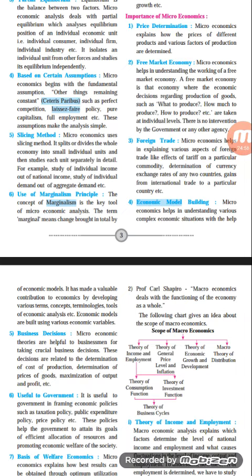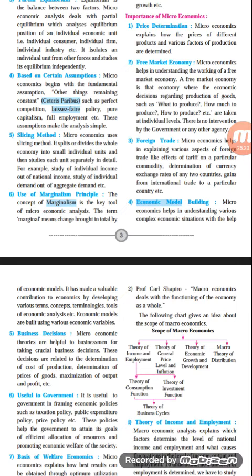The second one is a free market economy. Microeconomics helps in understanding the working of a free market. A free market economy is that economy where the economic decisions related to the production of goods and services, like what to produce, how much to produce, for whom to produce, each and every economic decision related to the manufacturing of goods and services, is taken by the business unit freely.